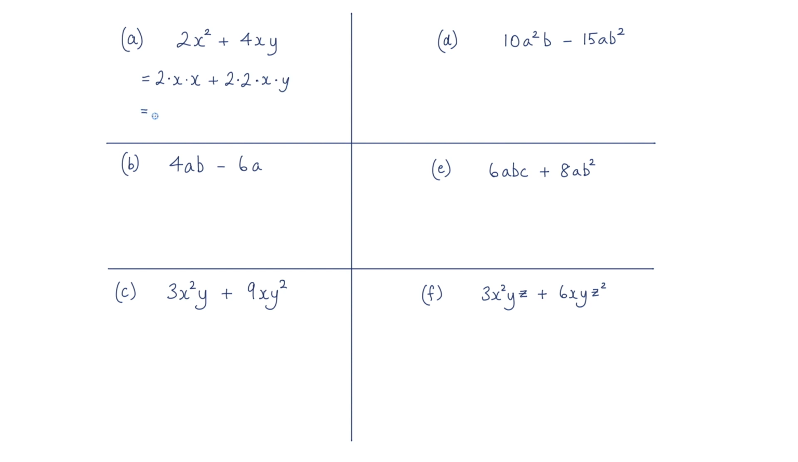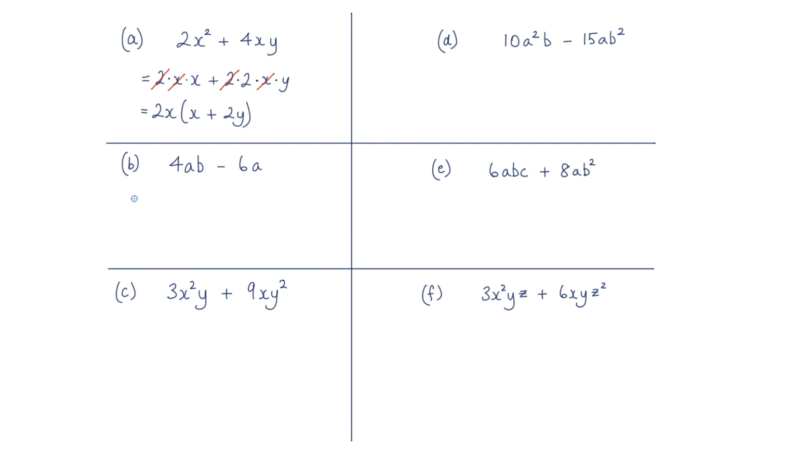What we then say is, well, what is common to both of these? Well, we have a 2 that is common, so we can write the 2 here. We also have an x that is common to both, so we can write the x. And there's nothing else left that is common, so we open the bracket. And then anything that's left here goes inside the bracket. Well, we've got the x, we've got the plus, and then we have a 2y.